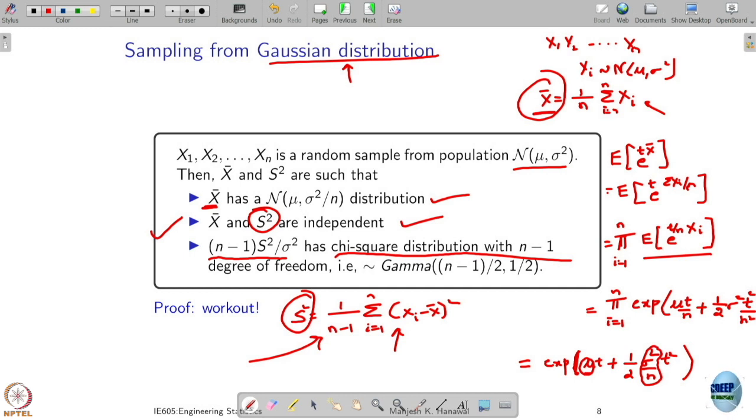Okay, so notice that x bar has a Gaussian distribution, and when you square, and divide and multiply accordingly, it will have a chi square distribution with n minus 1 degrees of freedom. And by our definition, we know that the chi square distribution is related to the gamma distribution. So the chi square distribution with n minus 1 degrees of freedom is nothing but the gamma distribution with parameters n minus 1 by 2 and half. Okay.